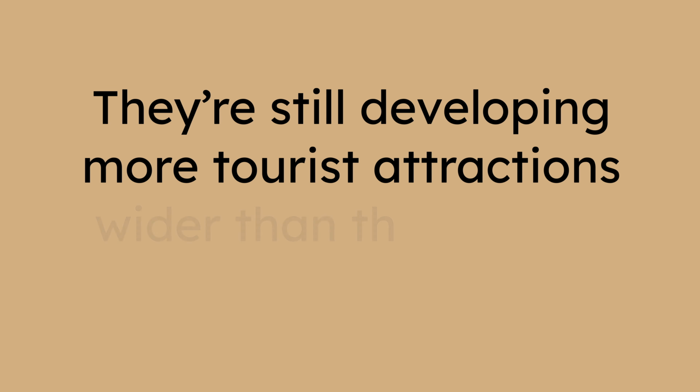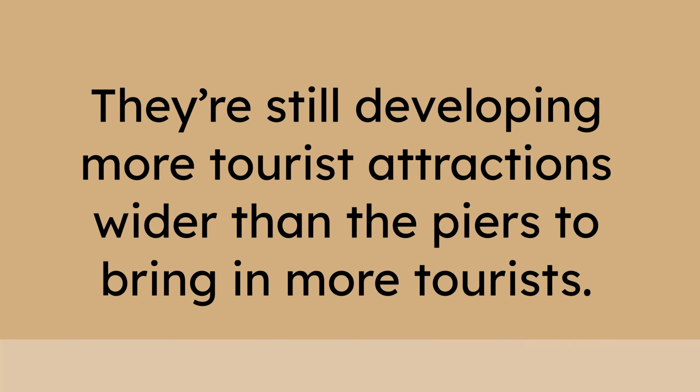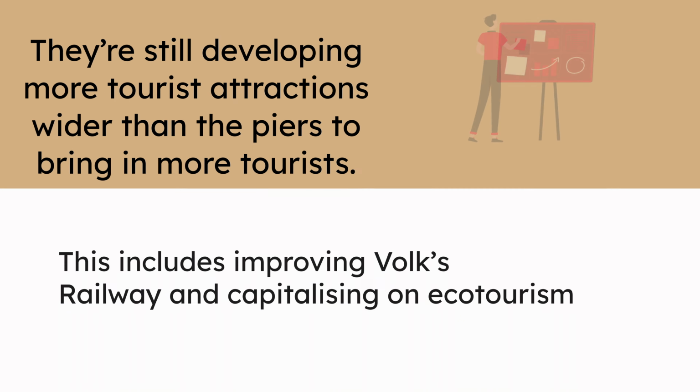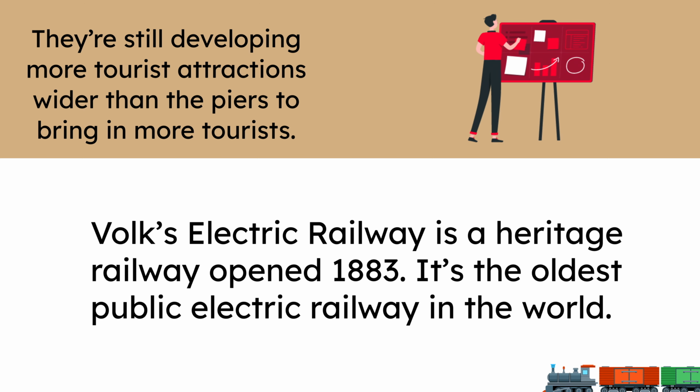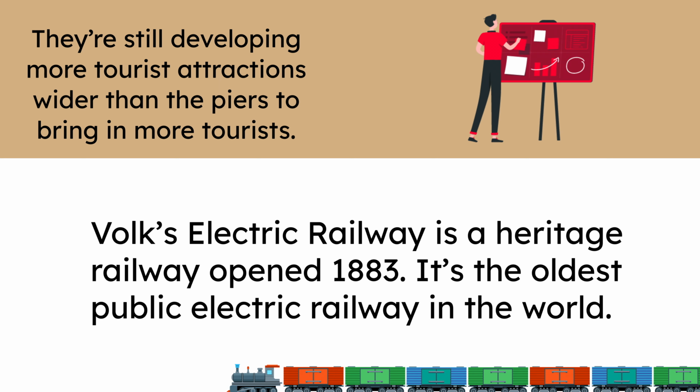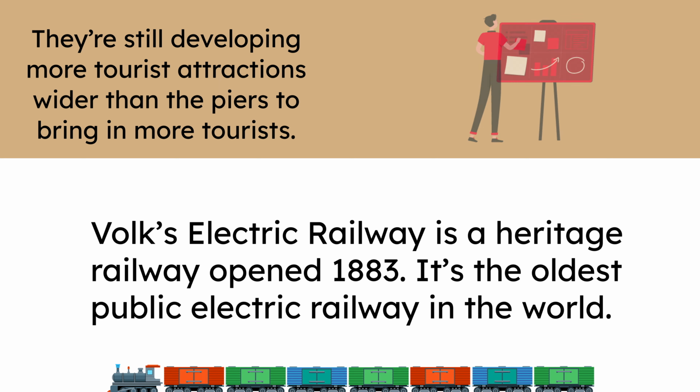However, they're still developing even more attractions wider than in between the piers, as this area is already a prime destination for tourists. To further boost tourism, a few things are being done. These include improving Volks Railway and capitalising on new opportunities such as ecotourism. Volks Electric Railway is a heritage railway opened in 1883. It's the oldest public electric railway in the world.